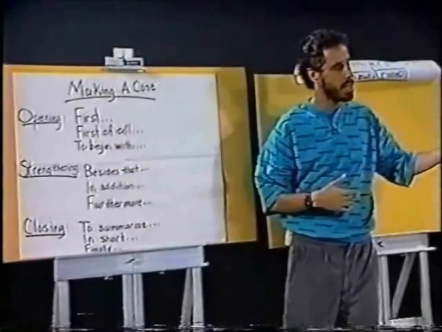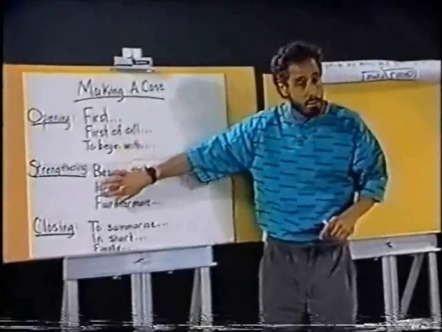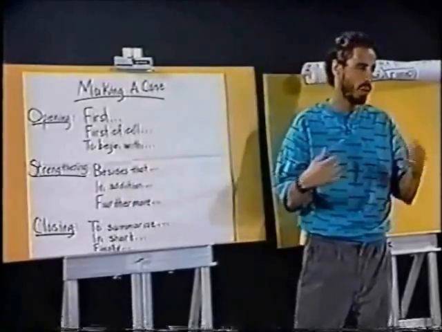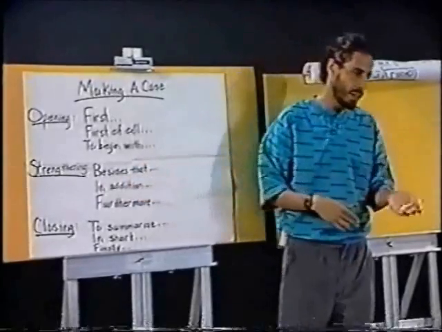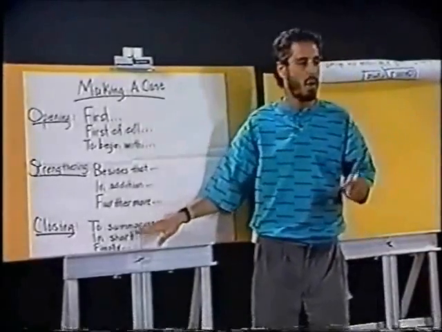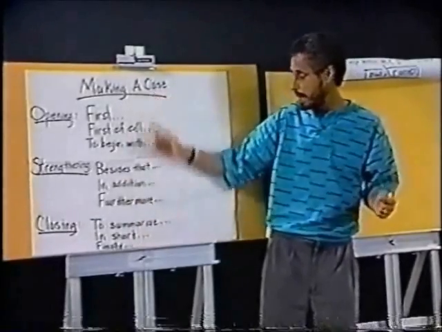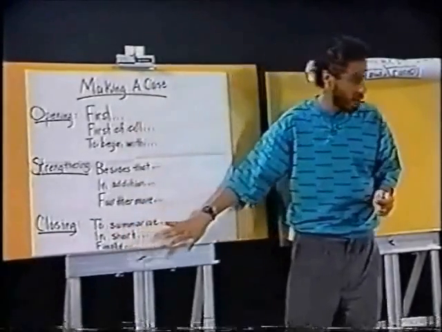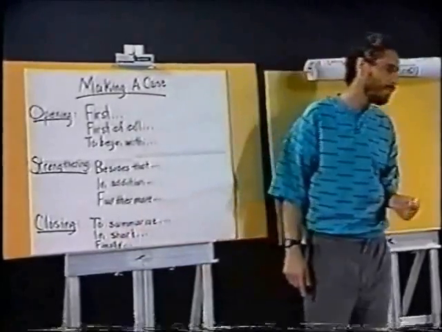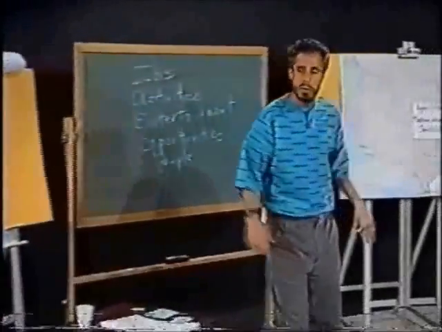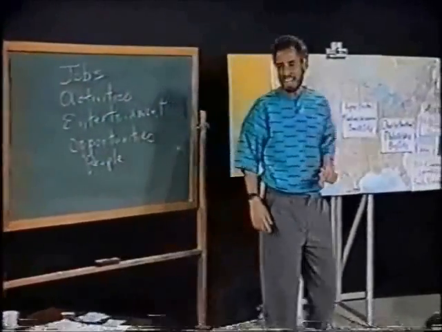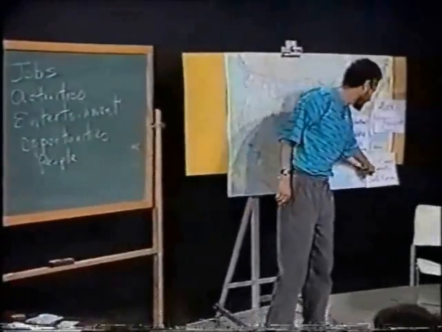We cite additional reasons, and we use some of these expressions to make a transition from one reason to another. Besides that, in addition, moreover, furthermore. And the third part of the argument, or making the case, is perhaps a summary of the main reason or a final reason, right?